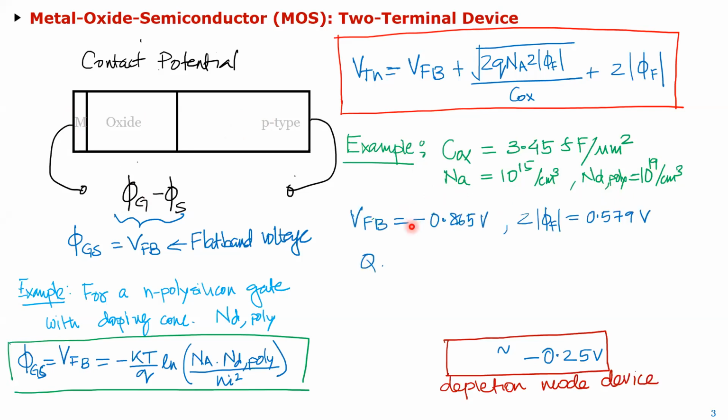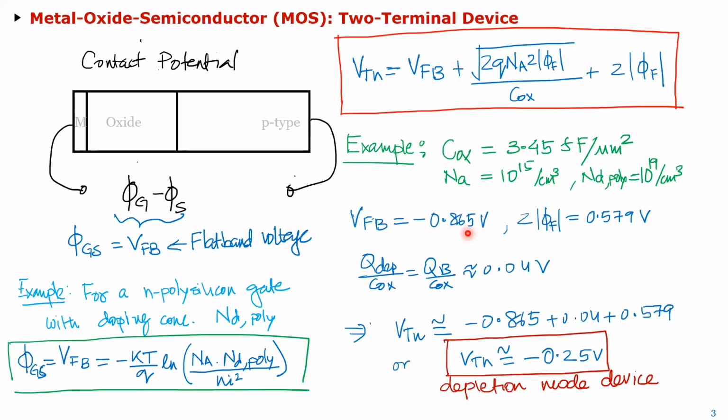So if I do the calculations, the flat band turns out to be minus 0.865, and 2 phi_F, using our earlier Fermi potential, Vt times ln of Na over Ni, turns out to be 0.579. And you can see the depletion voltage is actually very small. It's usually a negligible quantity. If I add that up, the VTN turns out to be a negative voltage, minus 0.25 volts. In other words, it is actually conducting even when I put a zero voltage. And as I put higher and higher voltage, it conducts more and more. And this is what's called a depletion mode device.